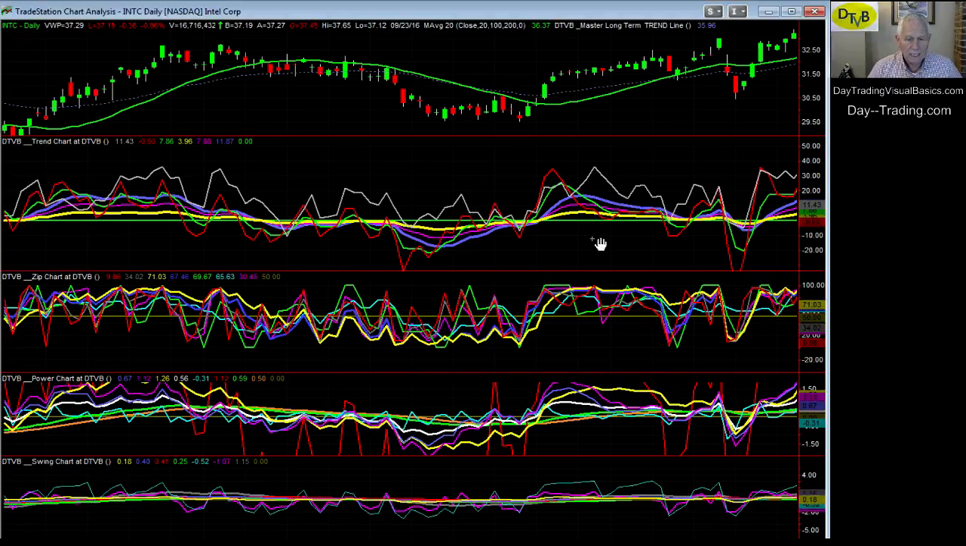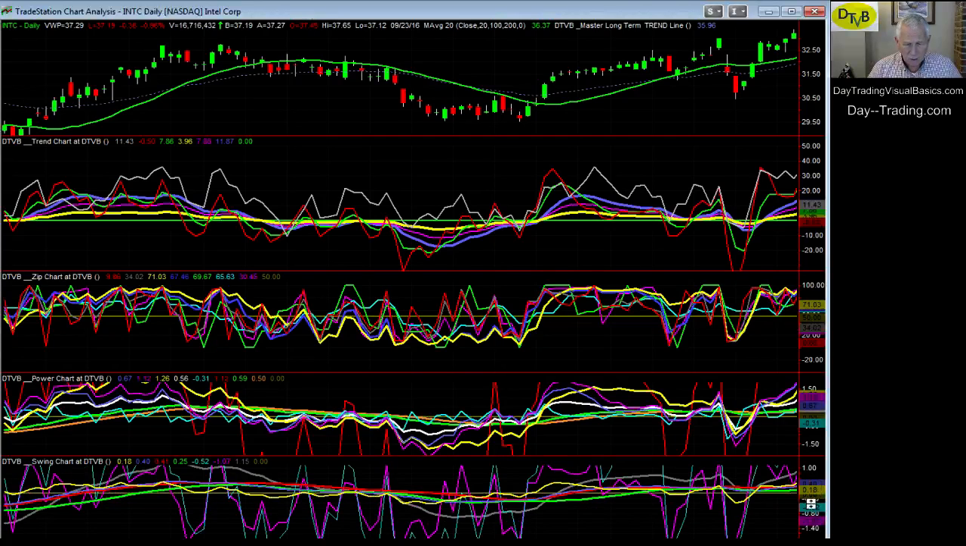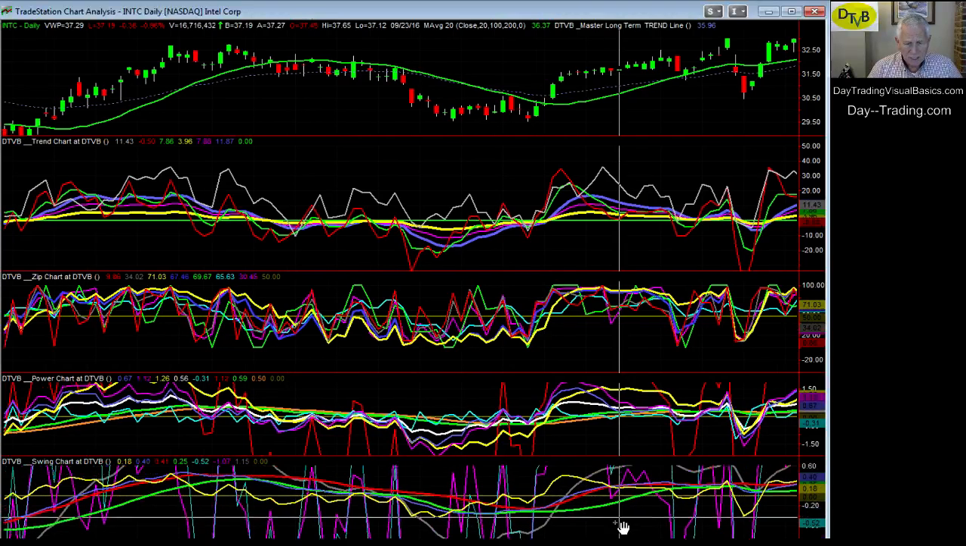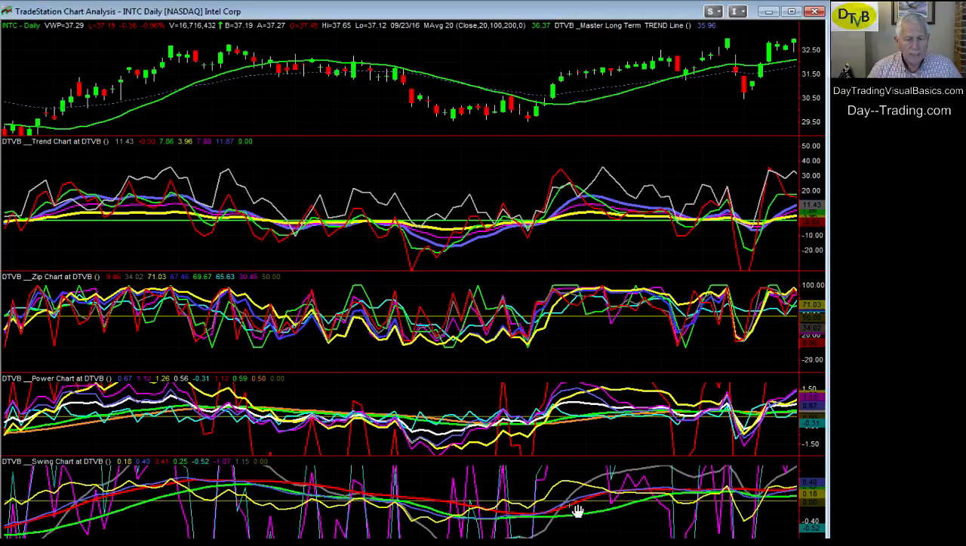They're slow-moving lines. On the power chart down here, we have the green and orange, which are again slow-moving lines. And on the swing chart down below, we have the red and green. And again, the red never crosses the green. The red is always on top. And the red and green are slow-moving lines as well. Those 3 groups make up the short-term trend lines.